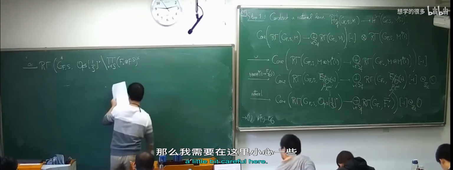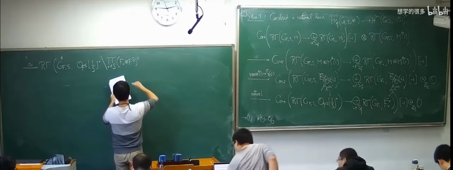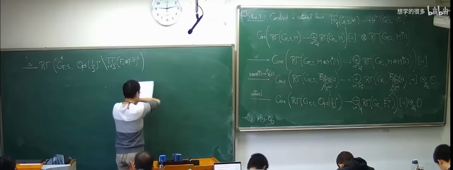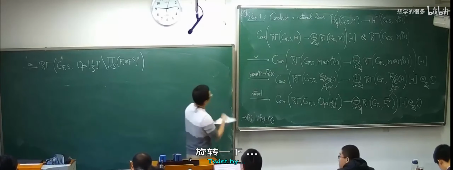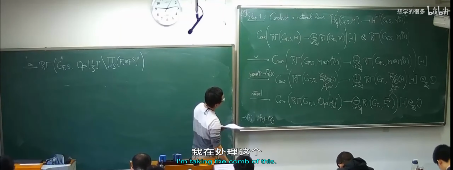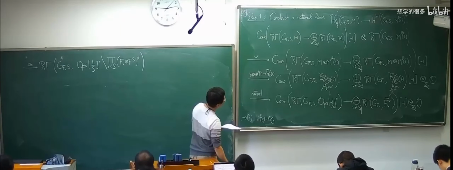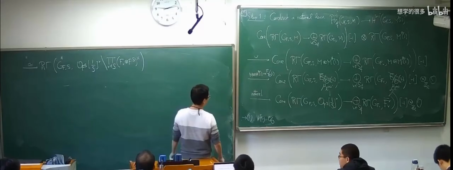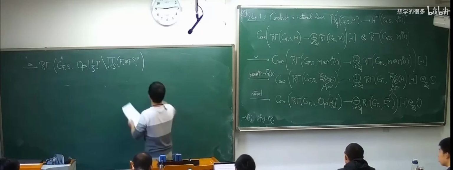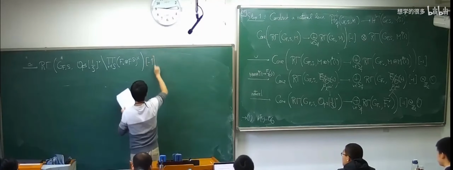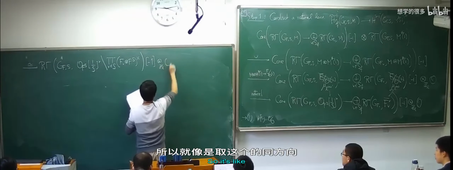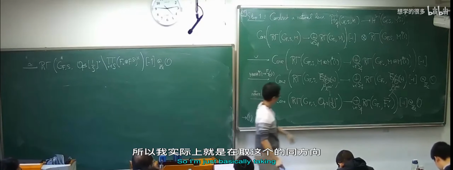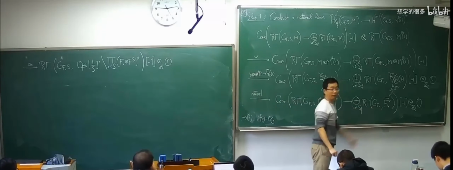Then I have to be a little bit careful here. Twist by. I'm taking the cone of this. I always get confused. Cone is like the co-kernel, so this is it. So it's like taking the co-kernel of this one. So I'm just basically taking the co-kernel of this one.